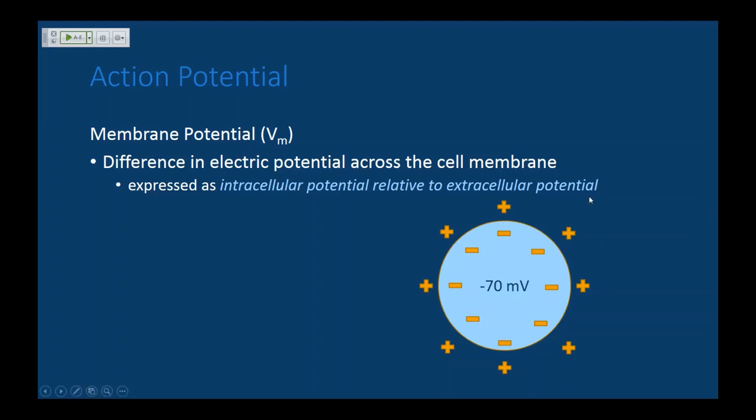So in this model cell I've drawn down here, I've put negative charges lining the intracellular side of the membrane and positive charges lining the extracellular side. So in this case, as occurs physiologically in the cells, the inside of the cell is negative relative to the outside, and thus the membrane potential is also negative. And in the case of a neuron and other electrically excitable cells, it's typically going to be about negative 70 millivolts. That's a number you're going to want to remember if you haven't already.